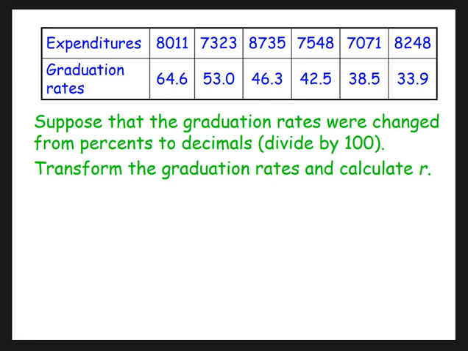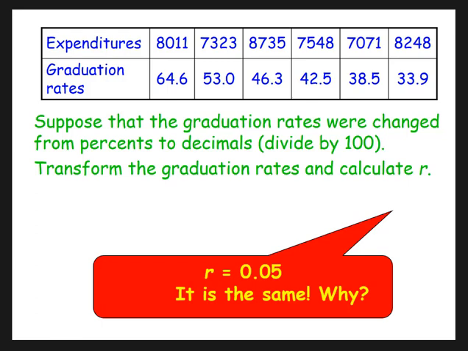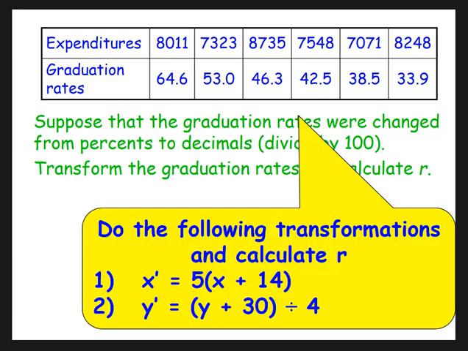Suppose the graduation rates were changed from percents to decimals. We divided them by 100. Transform the graduation rates and calculate r. Well, when we graph them, all it does to the graph is squish it down vertically. Our r value is exactly the same because we didn't change the data at all. All we did was alter how we represented it a little bit. We divided everything by 100, which all that would do is take the slope of any potential line that described them and divide it by 100. Really, there isn't a line that describes these, so it doesn't matter.